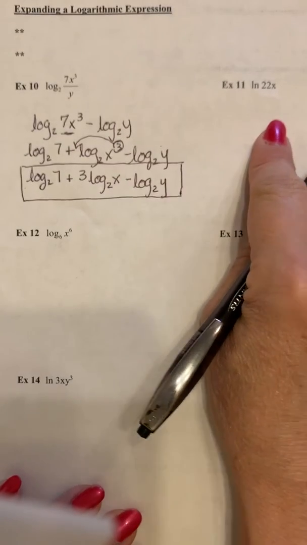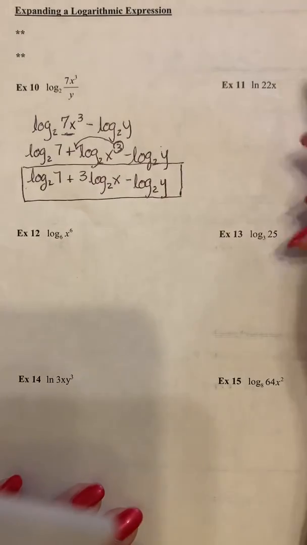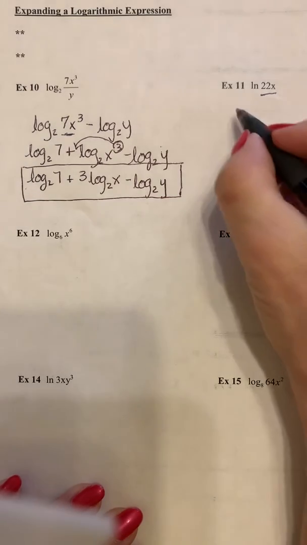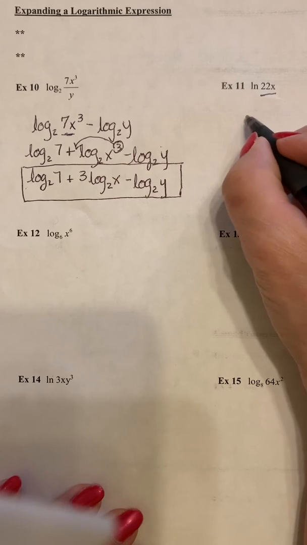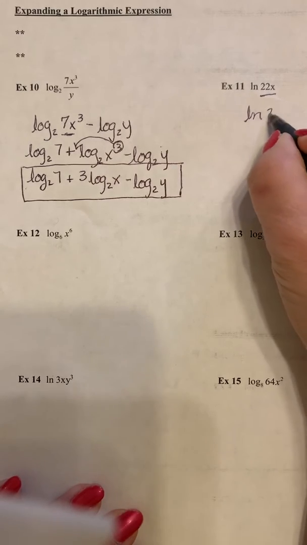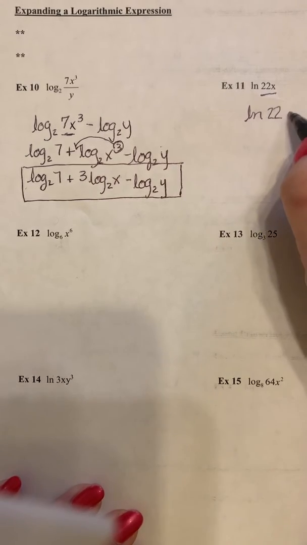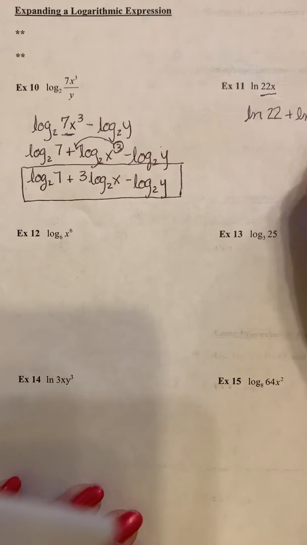Coming over to this, the natural log of 22x, we can see that we have 2 factors, 22 and x. Now we're not going to break the 22 up into 2 times 11. We're just going to leave it as 22. Since the base is the natural e, we just leave a natural log. The natural log of 22 plus the natural log of x. And that one's fairly simple.